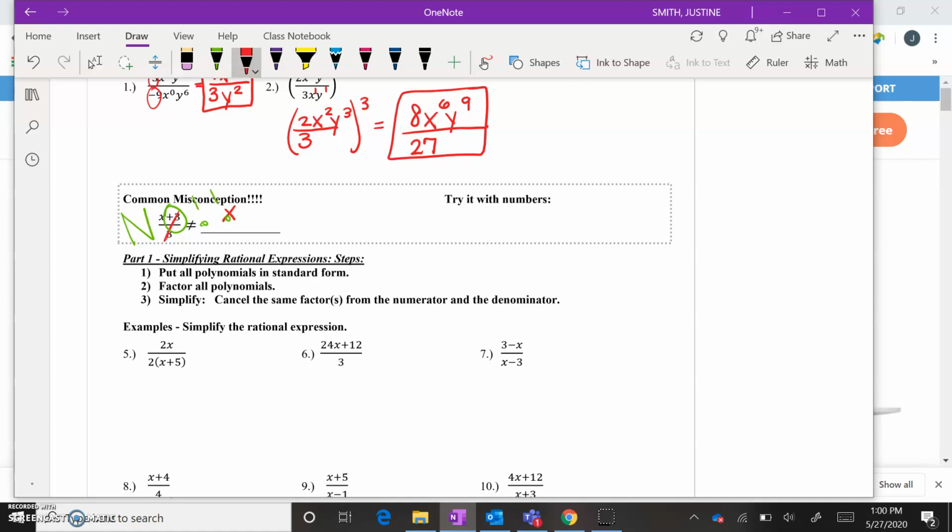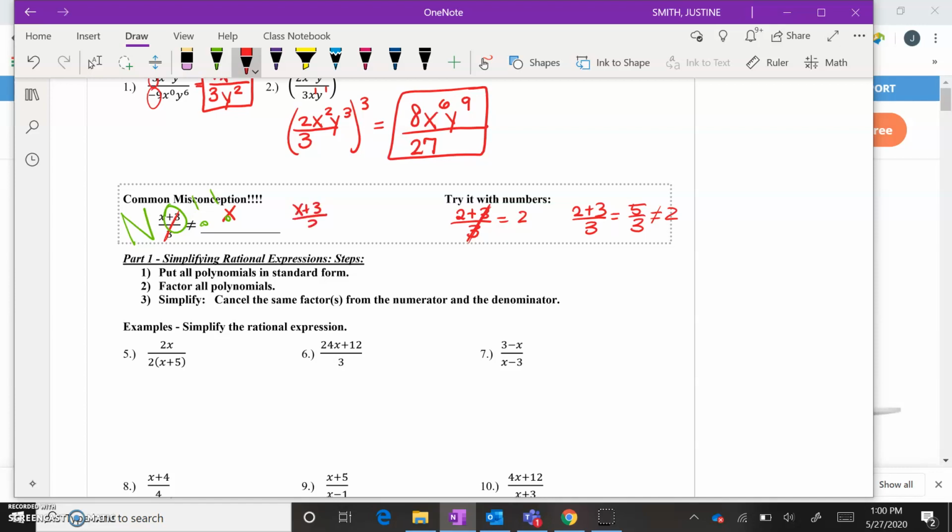Okay, so for example, try it with numbers. Like let's say we put in 2 for x, so 2 plus 3 over 3. We couldn't just cross off the 3 and have it equal 2, right? Because if we actually tried it, 2 plus 3 over 3, we'd get 5 over 3, which does not equal 2. Okay, so the same thing is true here. X plus 3 is a factor that's all together. You cannot just cross off the 3's.